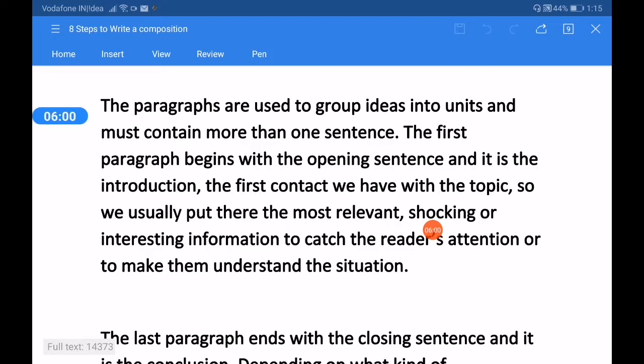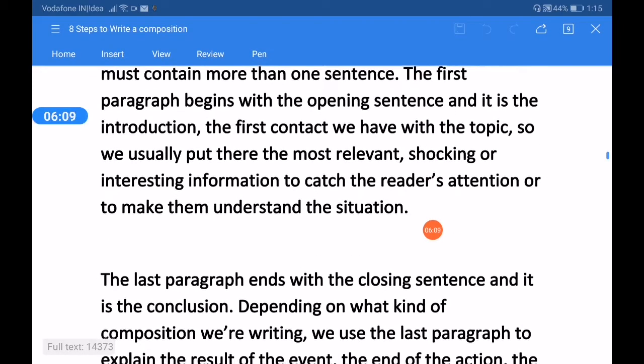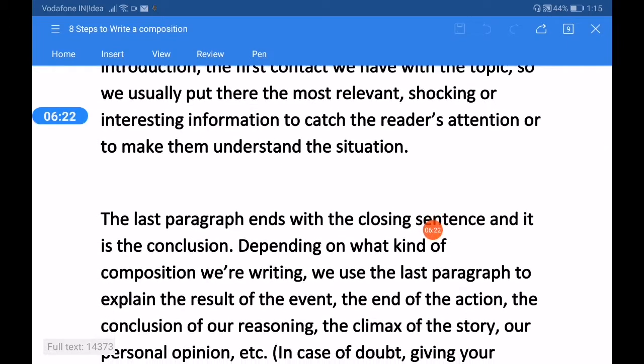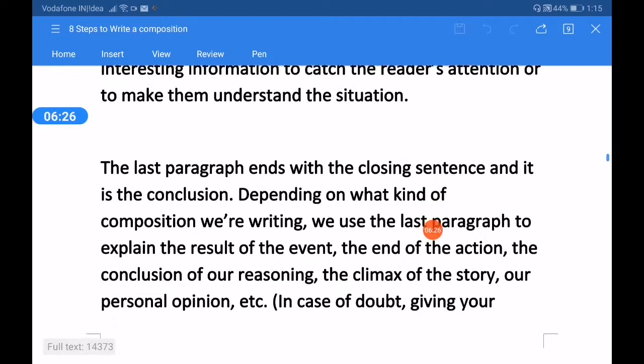Paragraphs are used to group ideas into units and must contain more than one sentence. The first paragraph begins with the opening sentence and is the introduction, the first contact we have with the topic, so we usually put there the most relevant, shocking, or interesting information to catch the reader's attention or to make them understand the situation.